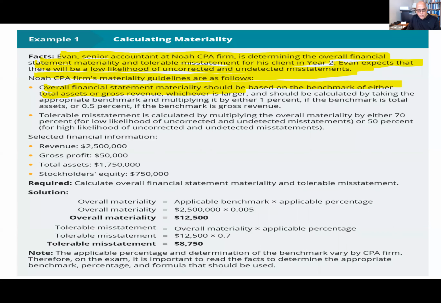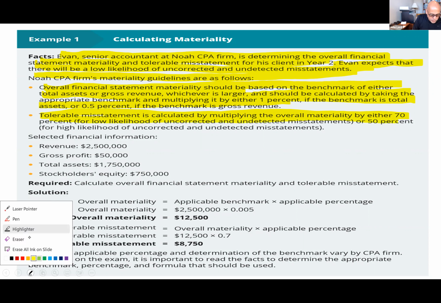Okay, so they're trying to direct their audit resources to the correct level of work that should be done. And they've looked at the balance sheet, they've looked at the income statement, and they've said, okay, whichever is larger, assets or revenue, that's how we're going to apply our materiality. And it should be calculated by taking the appropriate benchmark and multiplying it by either 1% if the benchmark is total assets, or 0.5% if the benchmark is gross revenue. Tolerable misstatement is calculated by multiplying the overall materiality by 70% for low likelihood of uncorrected misstatement, or 50%.